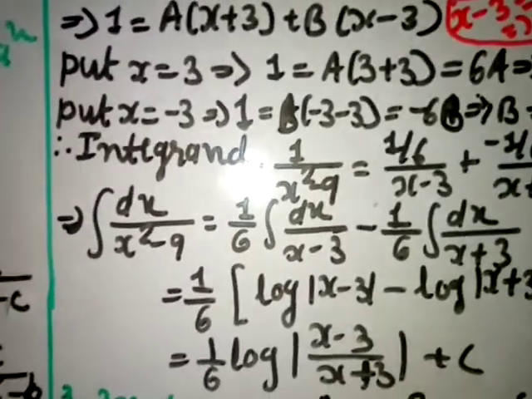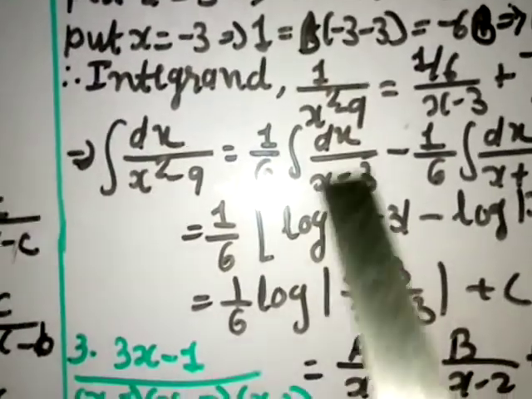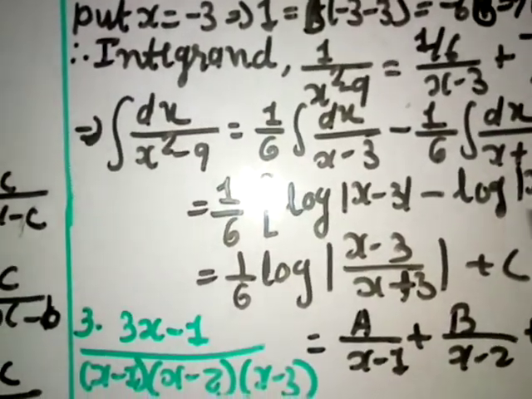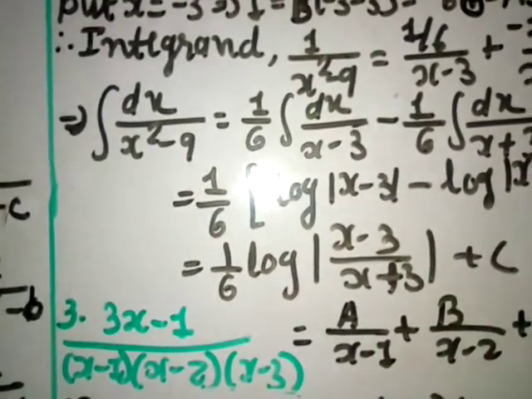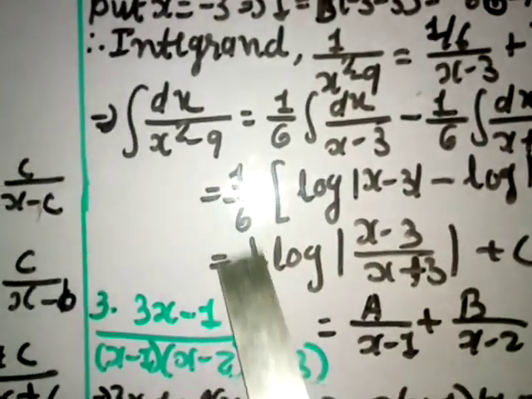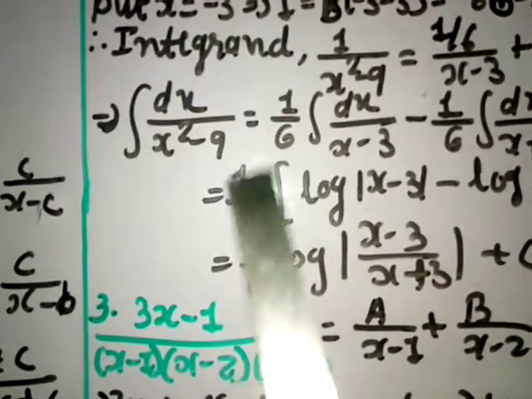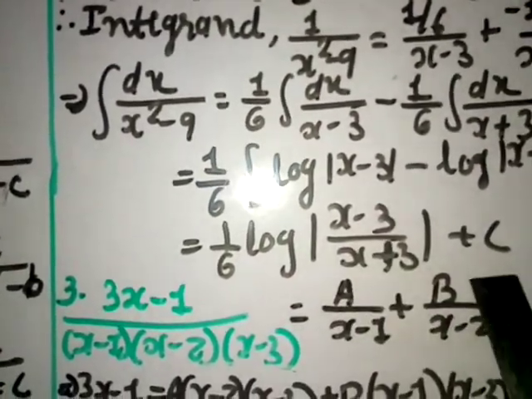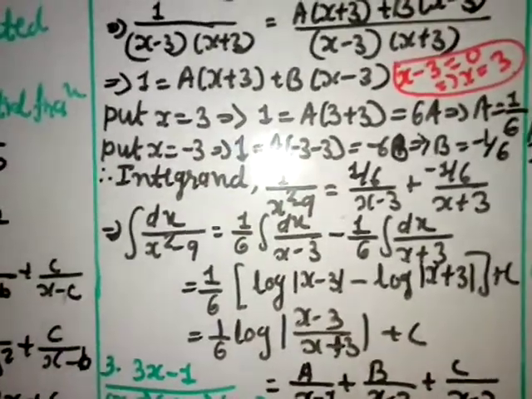So the integral is log. So this integral is log(x minus 3) minus log(x plus 3). Use the log property, log m minus log n gives you log(m by n). So 1 by 6 log, I am taking 1 by 6 out, log of (x minus 3) divided by (x plus 3) plus c. So that is the answer for question number 2.